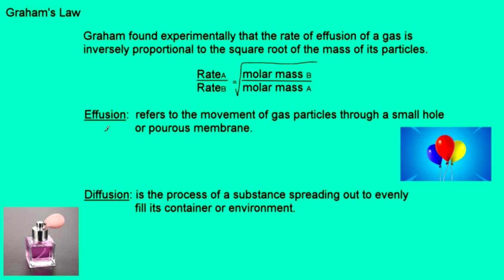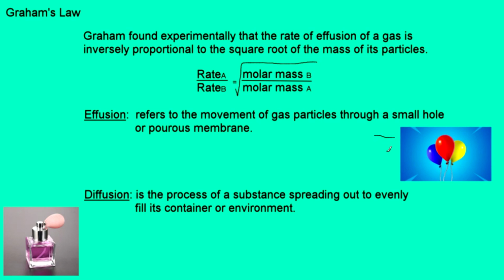But first, we have to think about two new vocabulary words. Effusion refers to the movement of gas particles through a small hole or porous membrane. Think of a balloon. What is one of the reasons why you have a helium balloon and in a week or so the balloon is dead? It's not floating anymore. Most of the helium came out of it. That's because the helium came out through the small pores of the balloon. The latex in a balloon is somewhat porous, so things are going to escape out of there.